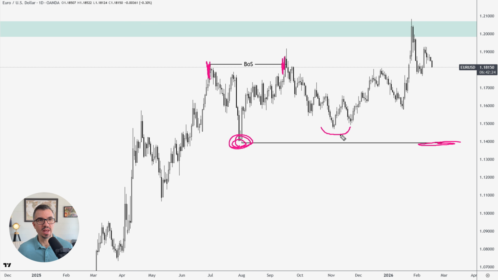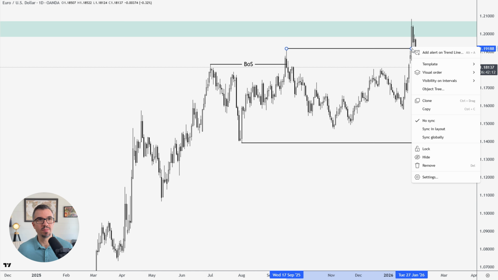You can see we formed a higher low. So from this point over here, we have our higher low. We come up here. This is now the high we're watching. Up here in this area off of this wick, you can see where we did get another BOS.